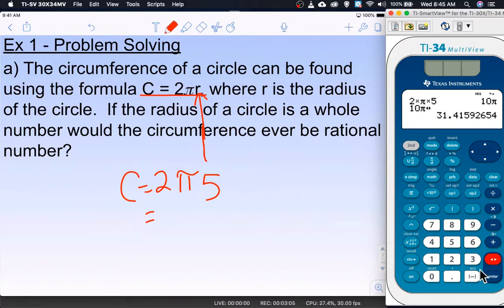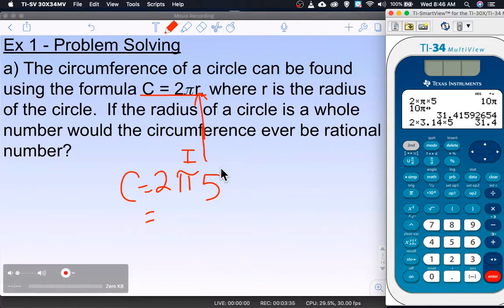Now that's different than if we would have typed in 2 times 3.14 times 5. So 3.14 is that estimation of pi, and we get a slightly different answer. If you put in 3.14, a lot of people go, yeah, that's a rational number. That's a terminating decimal. It stops. Using the pi button, though, it doesn't stop. If you remember, pi is an irrational number.